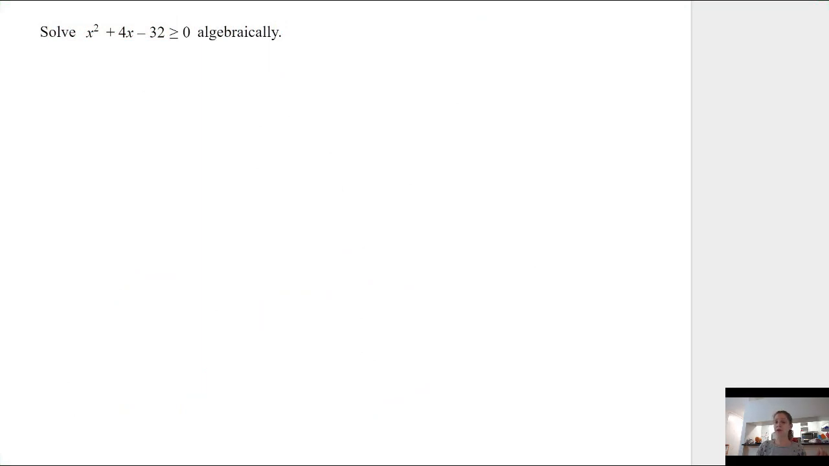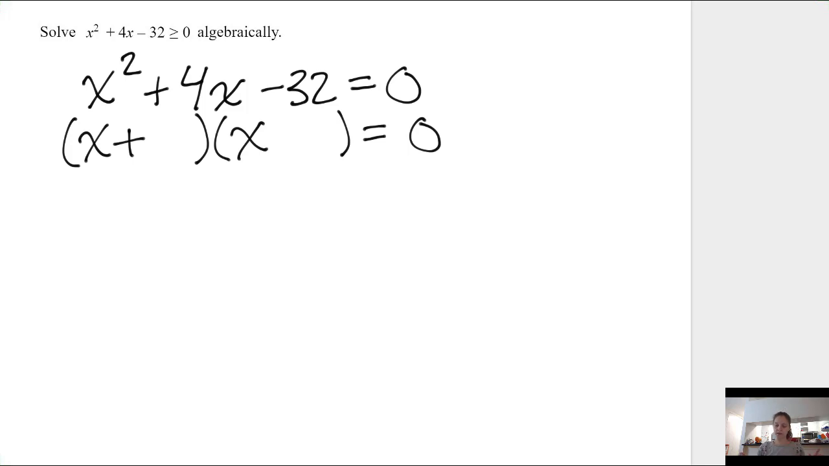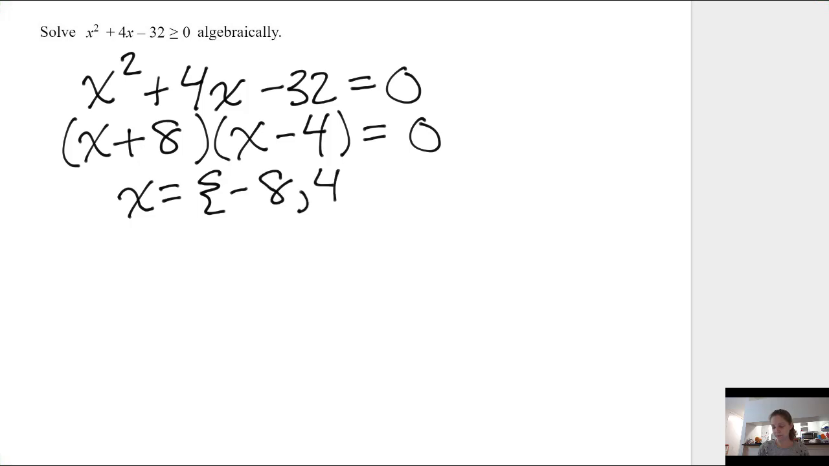First, we're going to identify the boundary points by setting the inequality equal to 0 and solving for when this inequality equals 0. This is again a factorable quadratic. So x plus 8, right? Plus 8 times x minus 4. So the boundary points here are -8 and +4.